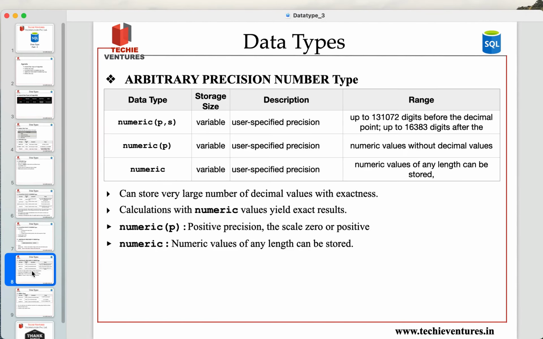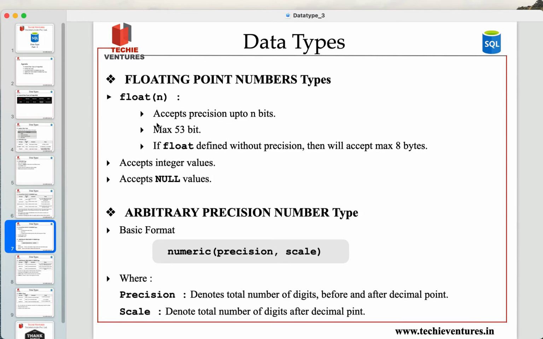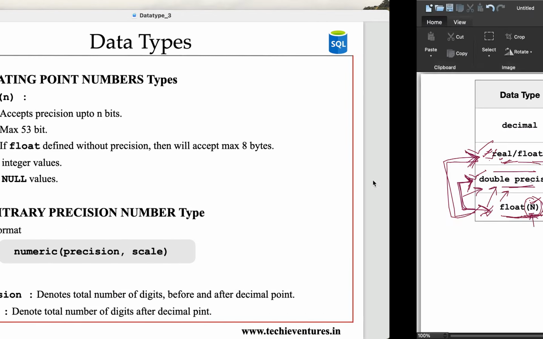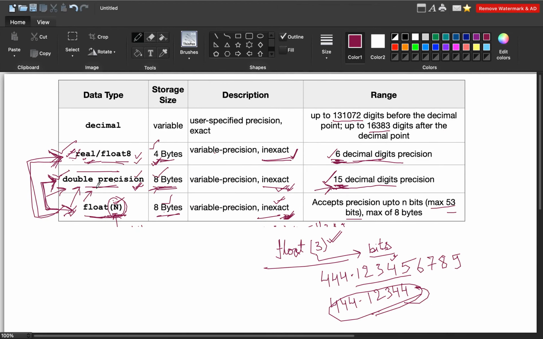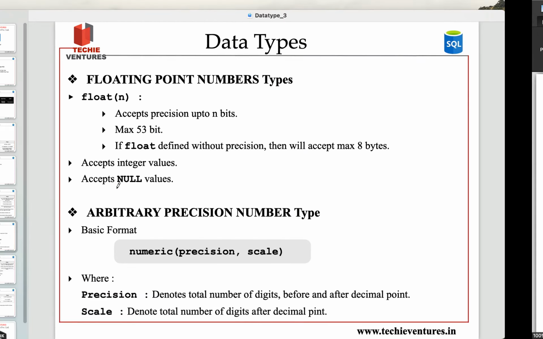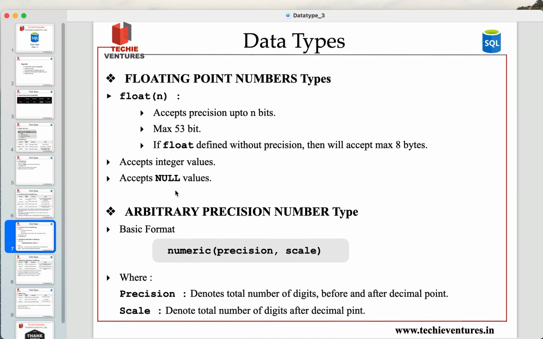Let me show it to you here. So there are a few points I have written. Accepts precision up to n bytes, max is 53. If float is defined without precision, then it will accept maximum 8 bytes, and hence internally it gets converted to double precision. So you must be mindful about this also.